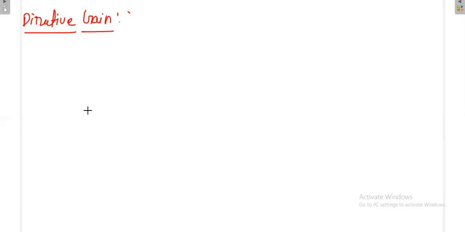Actually, what is a passive device? Passive means it cannot provide any gain. But how is the antenna providing gain? Actually it is not providing any gain, but as compared to other antennas, it is providing gain.